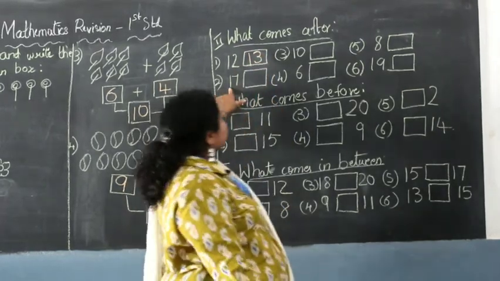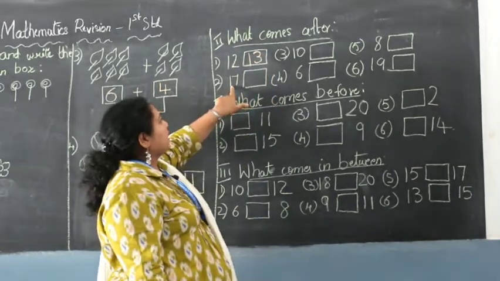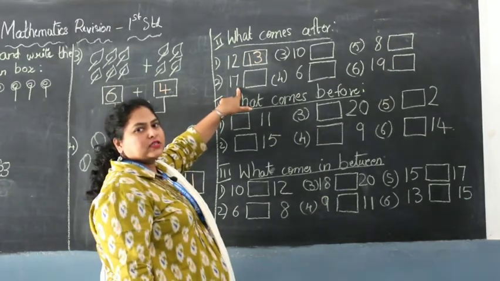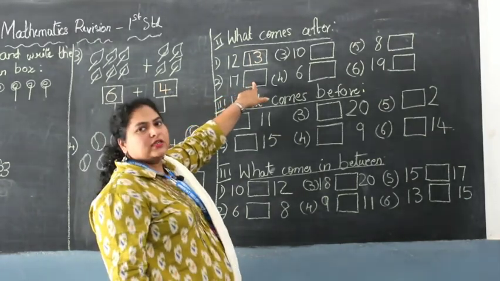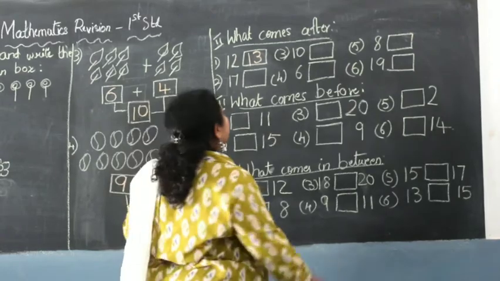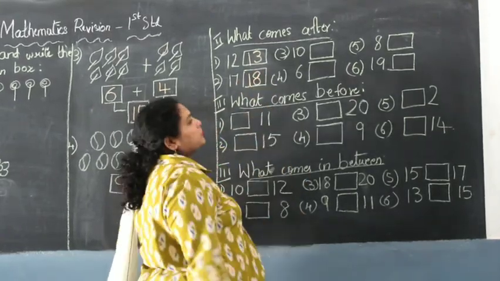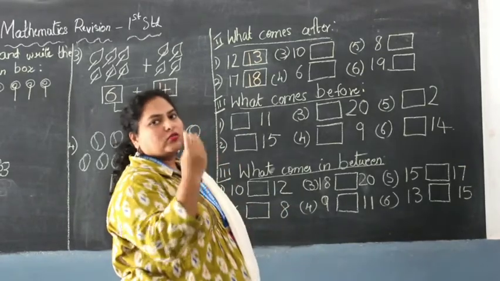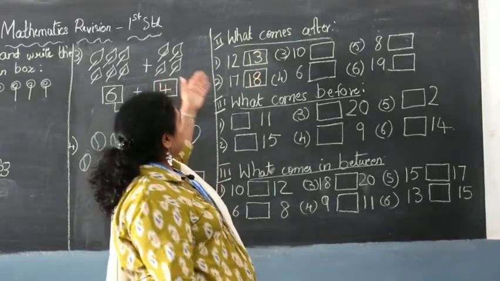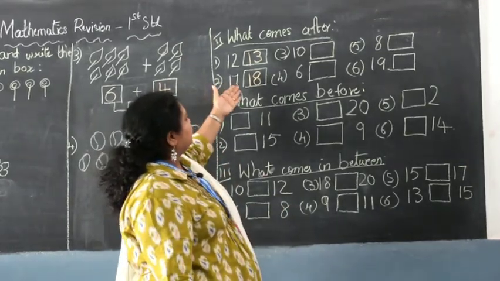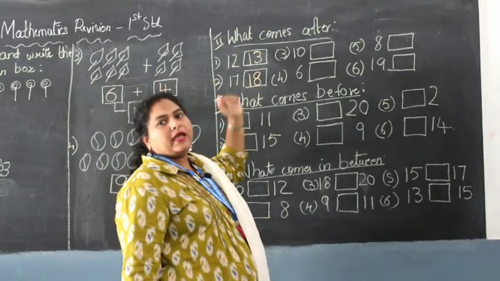So the next number is 17. 1 and 7 is 17. So what comes after 17? 1 and 8, 18. You can write a number line, or you write the numbers and count the numbers from 11, 12, 13, 14, 15, 16, 17, 18.